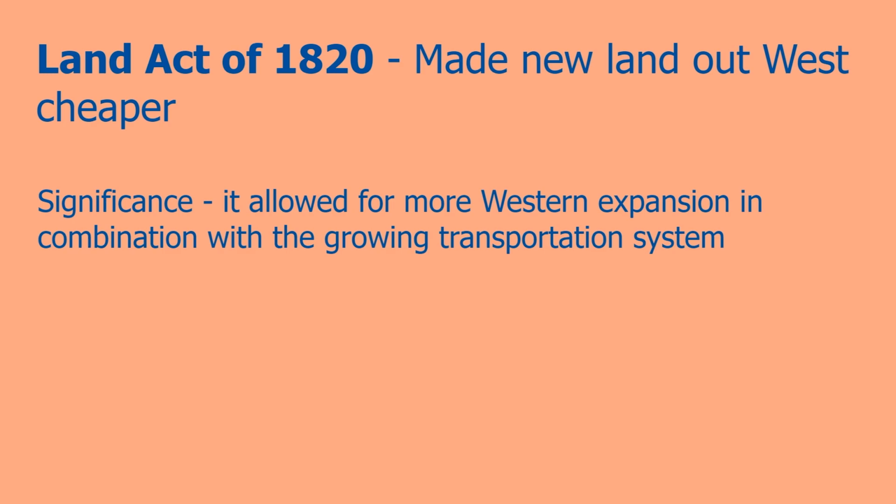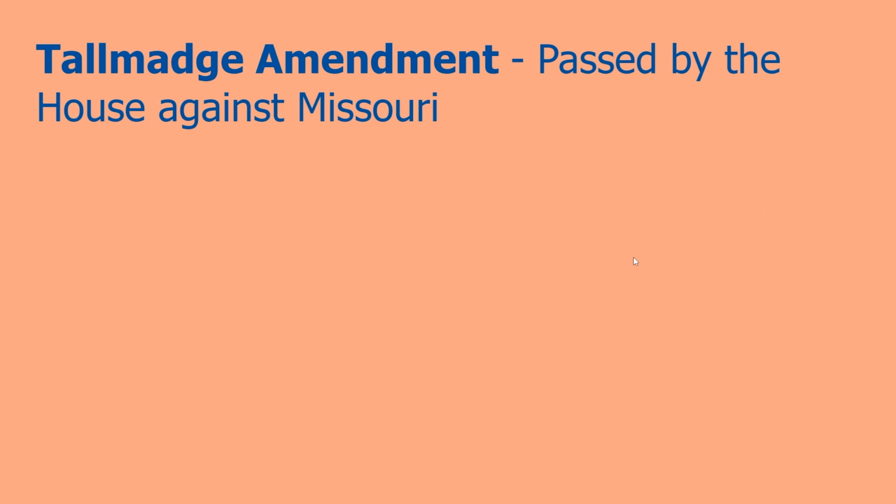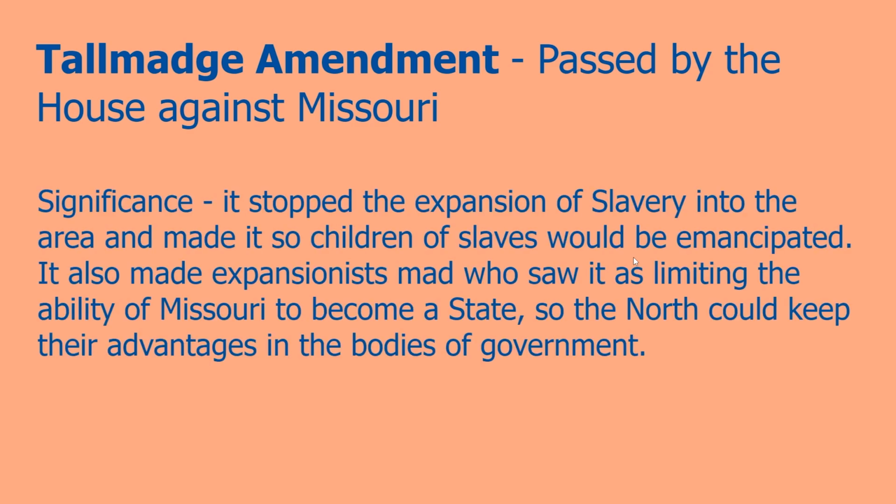Simple as that. Tallmadge Amendment, passed by the House against Missouri. It stopped the expansion of slavery into the area and made it so children of slaves would be emancipated.